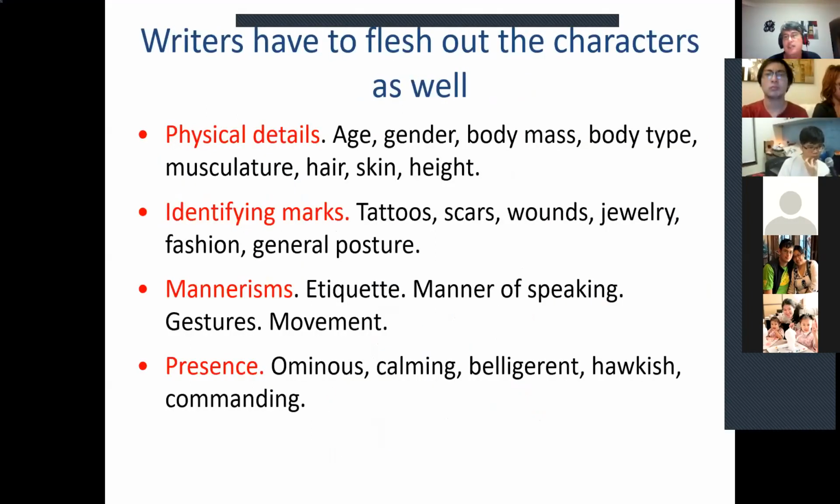But that's great for the artist. As a writer, you generally won't have visuals to play with unless you're writing a graphic novel, for example. So as the writer, you have to flesh out the character. What I've listed here are just a few of the different attributes, if you will, of a character in terms of physical details, identifying marks, mannerisms, maybe their presence. These are just a few samples of what exactly a writer has to fill out when looking at a character.